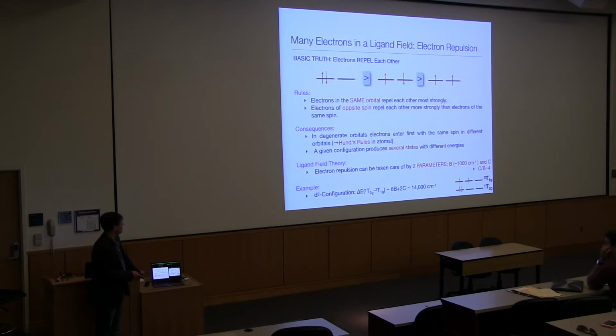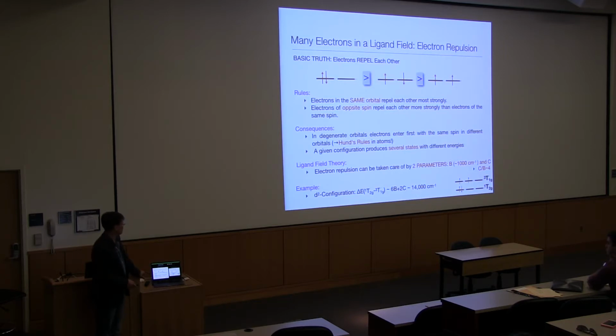And the fact that this happens is the reason that a given configuration, so distribution of electrons among orbitals, produces several states with different energies. Now, in quantum chemistry, dealing with that electron repulsion is a major pain in the neck. In ligand field theory, it turns out it is super simple, because what ligand field theory has adopted is the theory of atoms, the so-called Slater-Condon theory or the Racah theory.